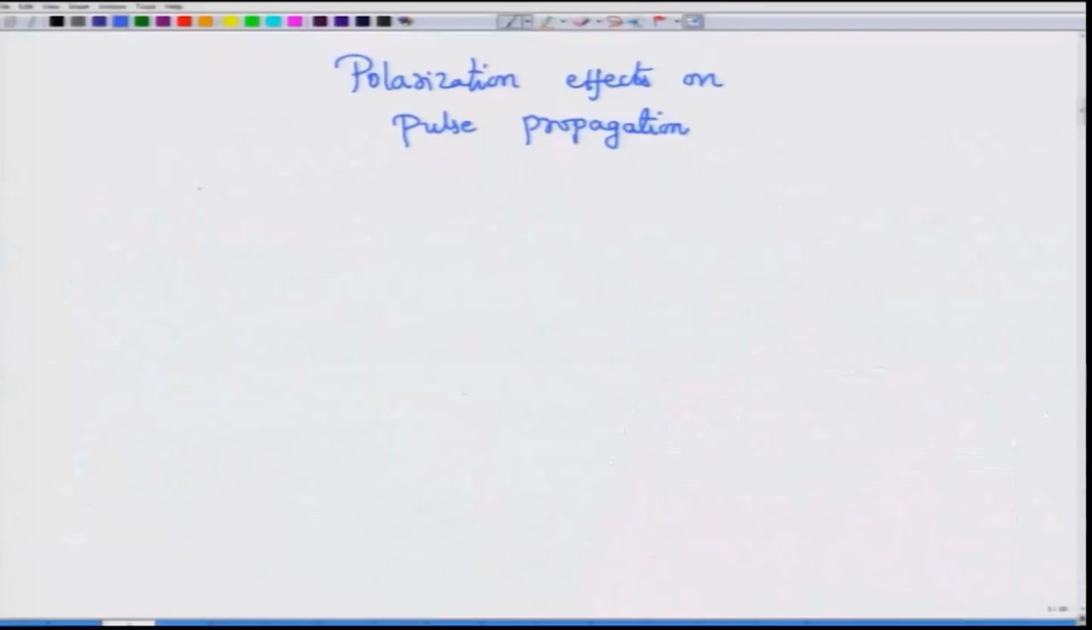Welcome to NPTEL MOOC on fiber optic communication systems and techniques. In this module, we are going to study the effects of polarization dependence of a pulse which is propagating in the optical fiber. What do we mean by polarization effect on pulse propagation? Let us focus our attention only on what is called a single mode fiber, which means that we are dealing with only one mode at a given operating range.